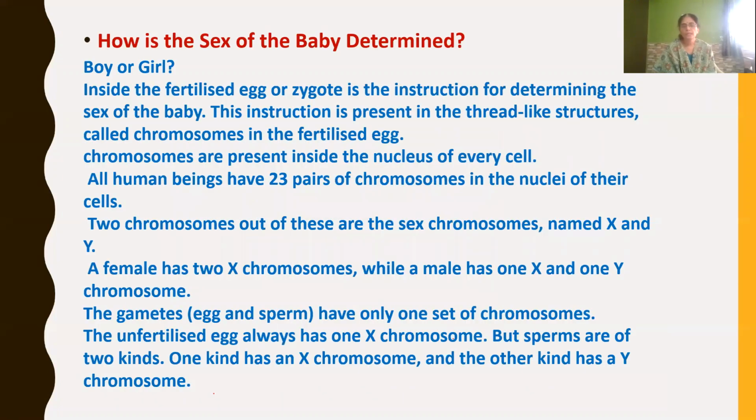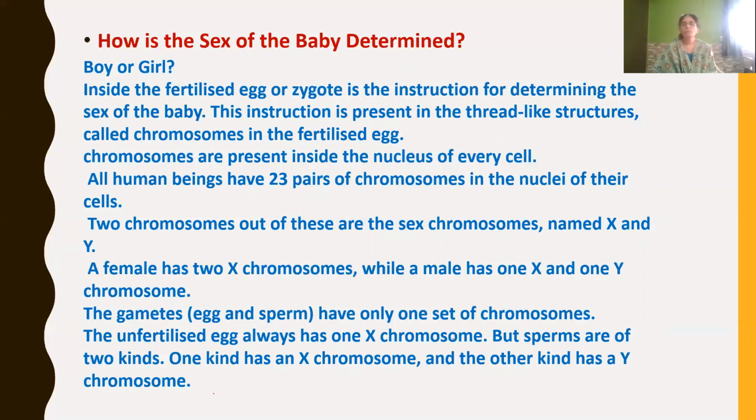And now let us study how the sex of the baby is determined. That is, whether the baby will be a boy or a girl, how it will be determined. Inside the fertilized egg. What is fertilization? The fusion of male and female gametes. The male gamete is the sperm, and the female gamete is the egg or ova. Once fusion occurs, it is called fertilization. Fertilization results in the formation of a zygote.